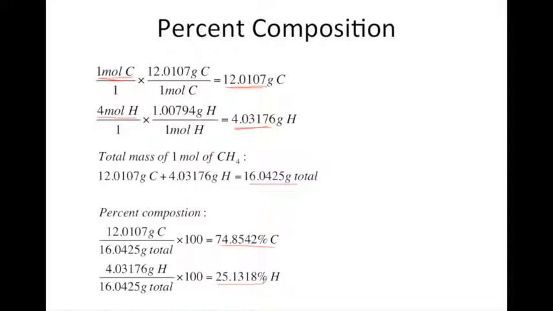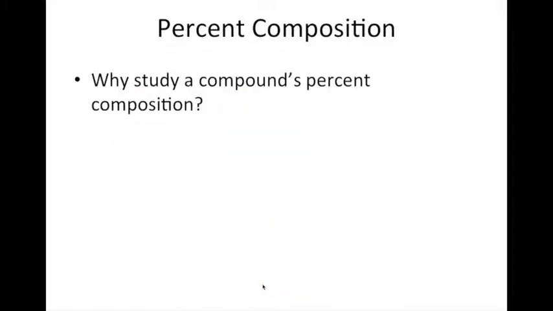So what that tells us is that methane is composed by mass of about 74.85% carbon, and by mass, methane is made up of about 25.13% hydrogen. Another way to say that is if we had 100 grams of methane, we would have 74.8542 grams of carbon and 25.1318 grams of hydrogen.